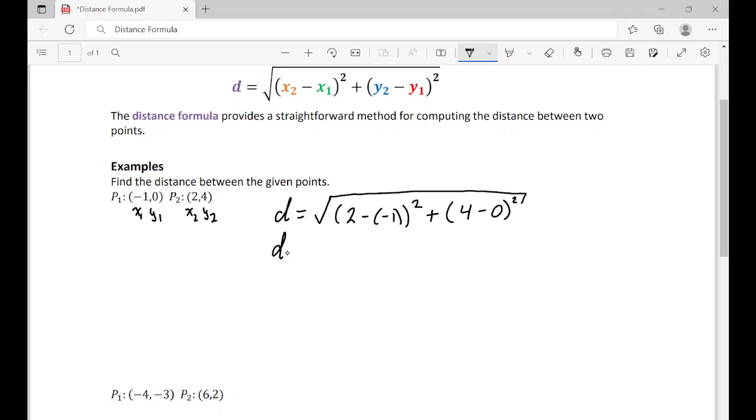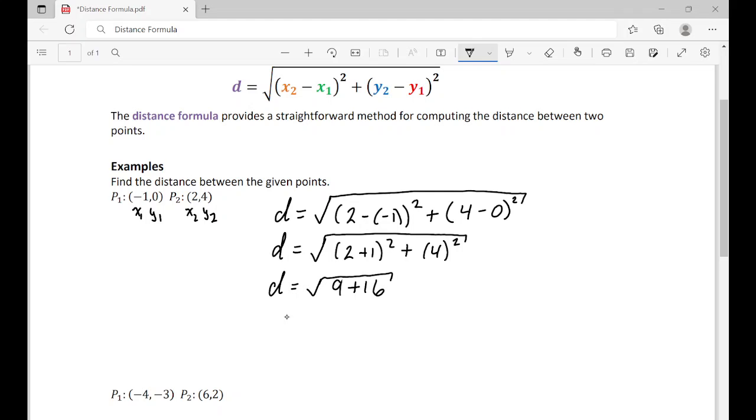And now from here, once we plug it in, just do the arithmetic. So 2 minus a -1 is just going to be 2 plus 1 squared. And then 4 minus 0 is just going to be 4 all squared. And so 2 plus 1 is going to be 3 squared, so it's going to give me 9. And then 4 squared is going to give me 16.